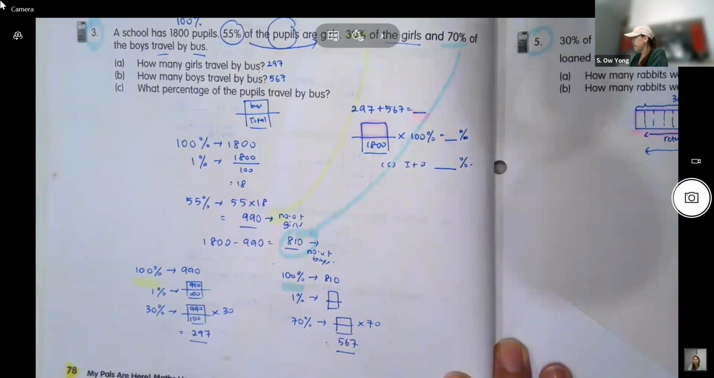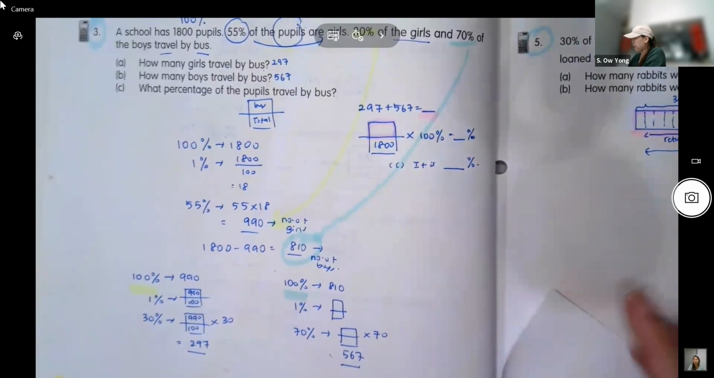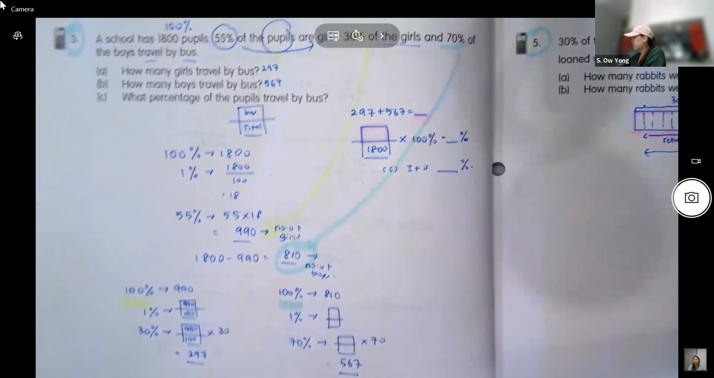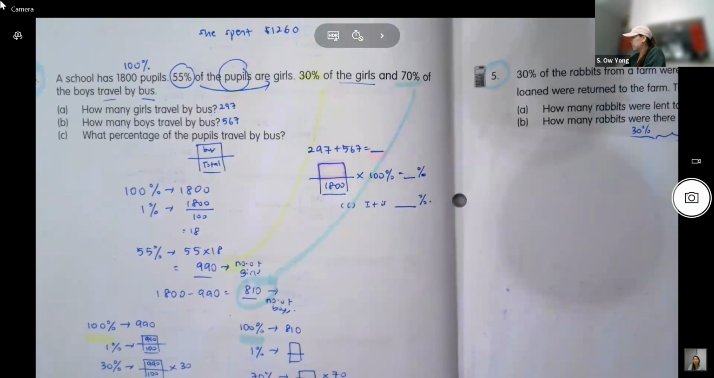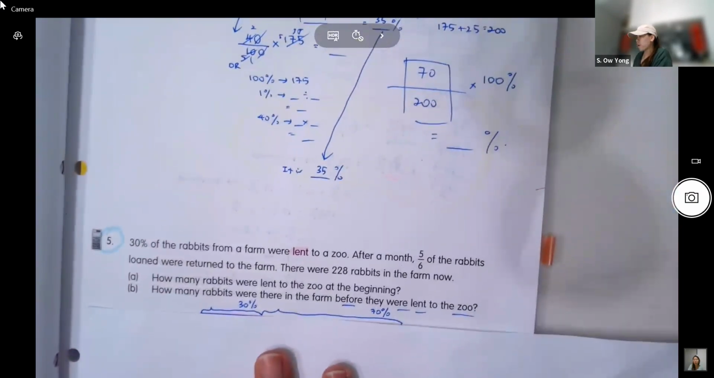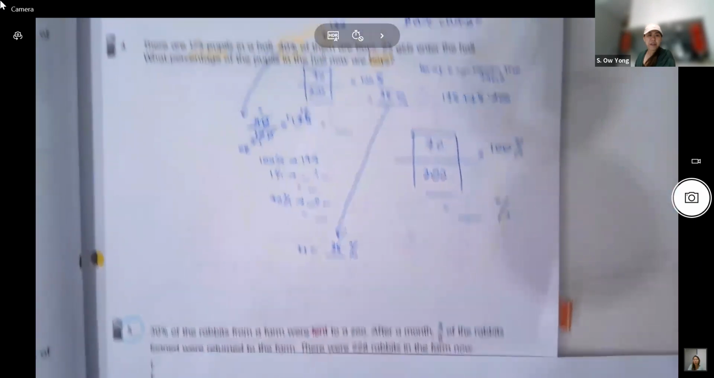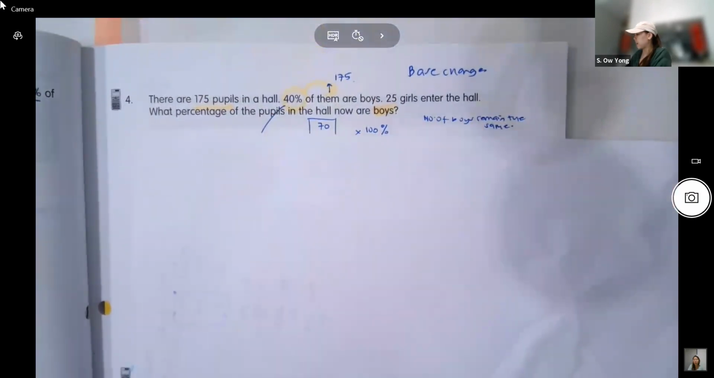All right, then I'm going to move on to question 5 of the page. Question 4 and 5. Take note.